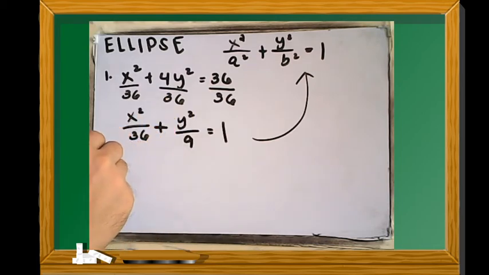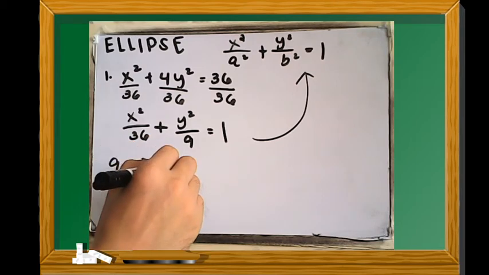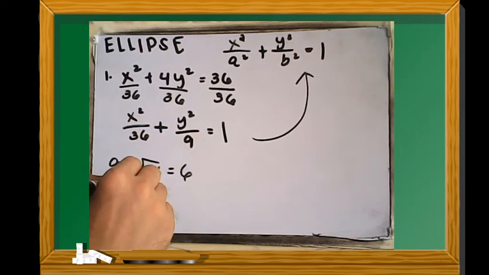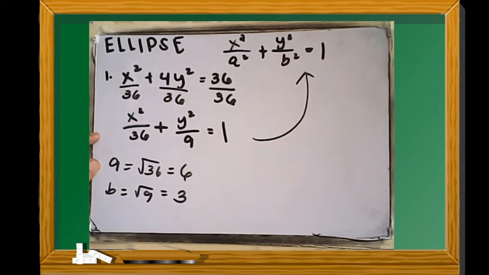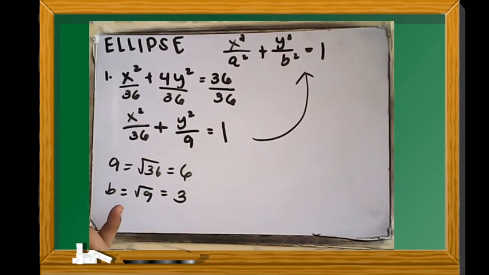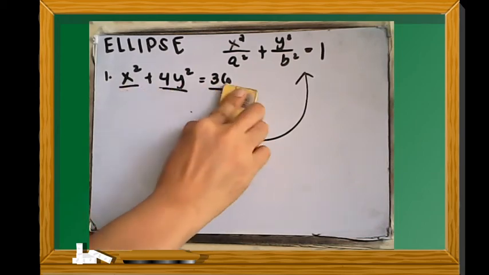We just have to identify the value of a. So a is equal to the square root of 36, which is 6. And then b is equal to the square root of 9, which is 3. So here, the value of a is 6 and the value of b is 3. So, ano yung importance ng a and b na yan? We will identify the endpoints of the ellipse using these values. A is 6, b is 3.